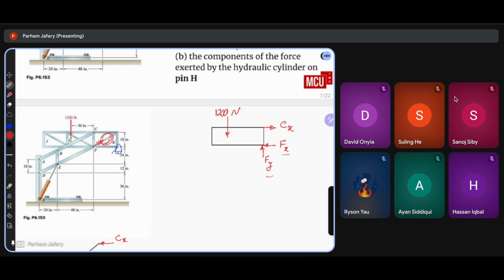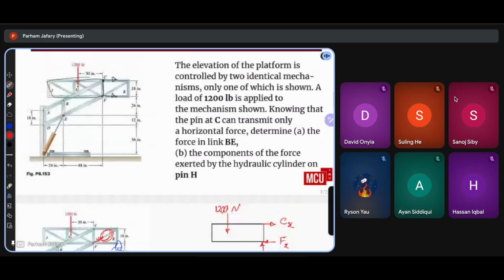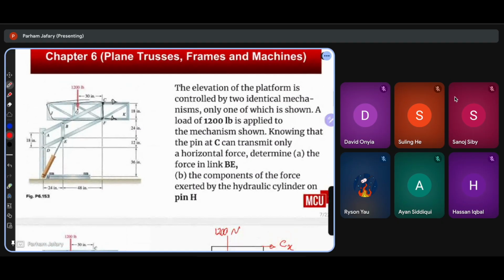Somebody else had a question. Oh, it's because it's given in the question. It says at point C, it can only transmit a horizontal force. Okay? Any other questions?